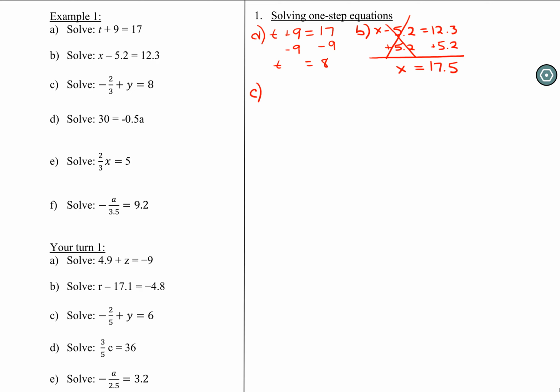In example C, we have a fraction, and you're going to see the operations don't change because we have a fraction. Now, this looks different because now the number term is on the left of the variable, but that doesn't change. I see I have a negative 2/3, and I can get rid of a negative 2/3 by adding 2/3. So we can add 2/3 to both sides of the equation. And this is easy. y is equal to 8 plus 2/3, which is 8 and 2/3.